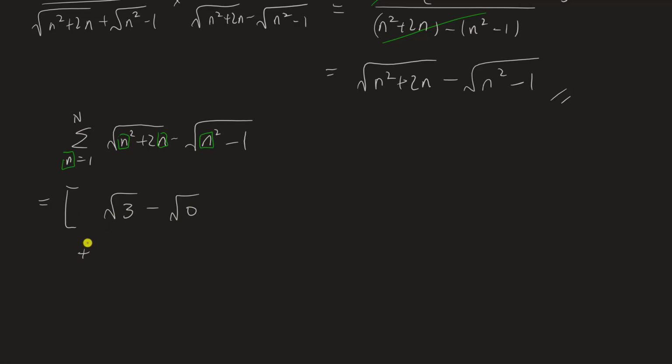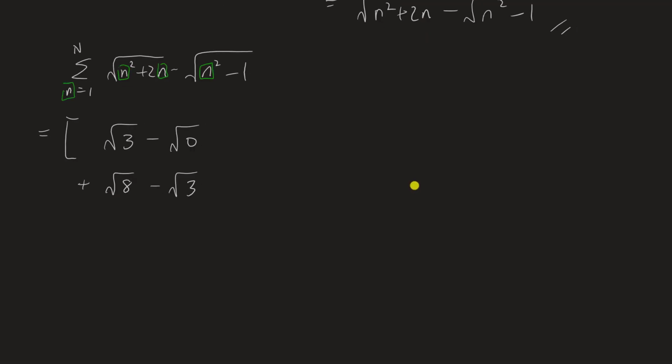Second item, we will plug in when n equals 2 now. 2 squared is 4, 4 plus 4 is 8, root 8, 4 squared minus 1 minus root 3. Aha, you sort of see it here. Let's do a few more just to solidify our number pattern. And then when n is 3, this is 3 squared, 9, 9 plus 6, 15. Here I'll get 3 squared minus 1 minus root 8.